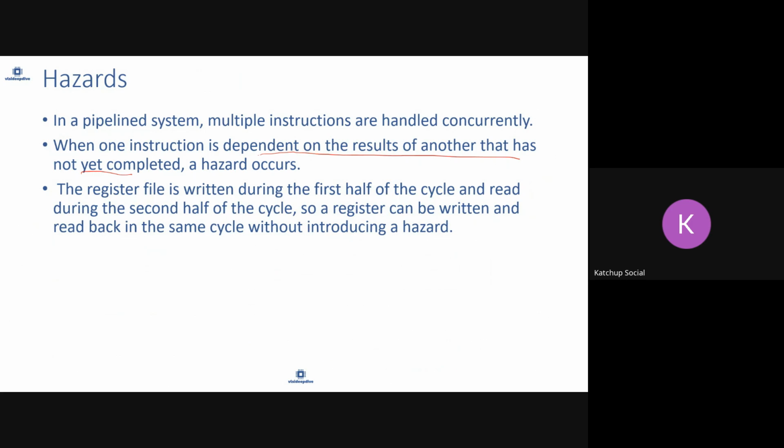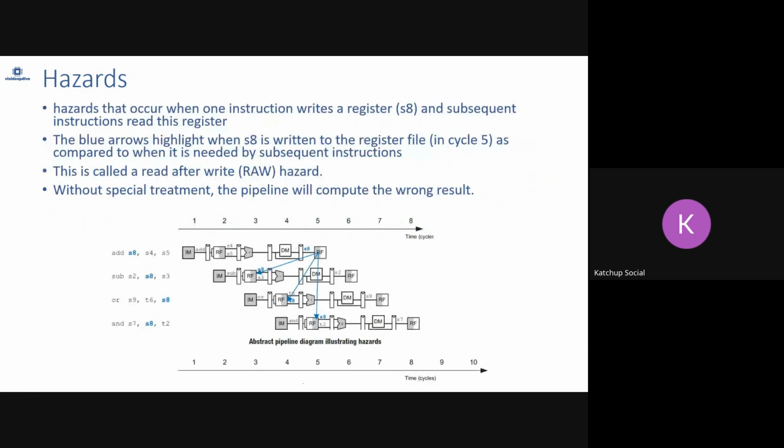For example, a register file is written during the first half of the cycle and read, right? But there are some things which can be done without introducing a hazard. So let's understand that, right? When will the hazard happen? A hazard occurs when one instruction writes a register and the subsequent, immediately next instruction reads that register. We're talking about the load word instruction that can cause a hazard because the register has not been written yet. In addition to that, for example, you are doing add.